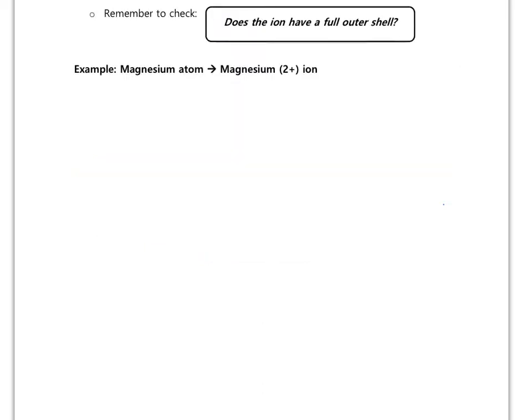So let's look at the example of magnesium forming its ion. And we'll start from the atom first of all, and then see what happens with the ion. So magnesium has an atomic number of 12 and a relative atomic mass of 24. We're really only interested in the number of electrons, and in an atom the number of electrons is equal to the atomic number. So we have 12 electrons.